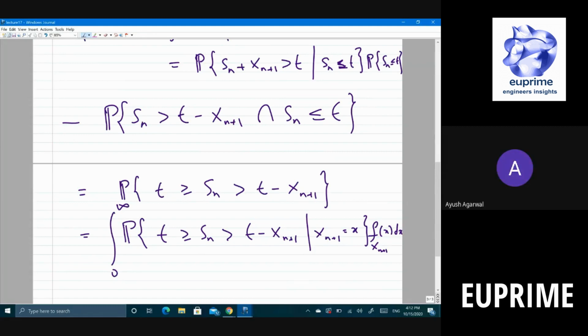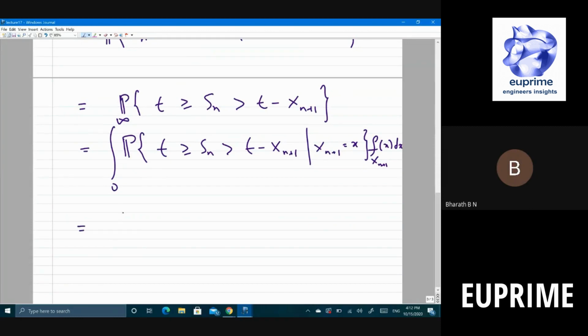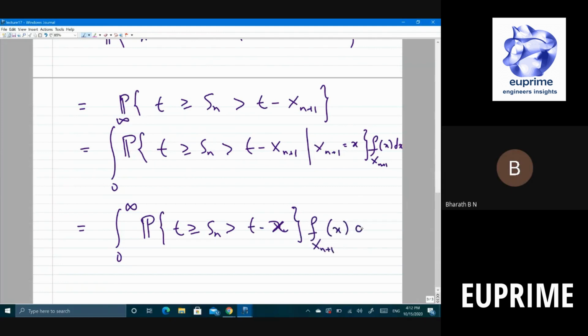Sir, here you have written t minus Xn plus 1. So there we should write t minus a small x, right? Yes, now I can do that, right? In the next step, I can do this, right? So the probability, integral 0 to infinity, probability t greater than or equal to Sn, greater than t minus small x, given Xn plus 1. So Xn plus 1 is independent of Sn, right? So I can remove this. Do you agree? All that I do is multiply by the density of Xn plus 1 of x dx.